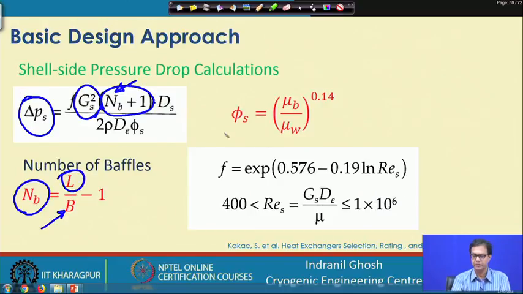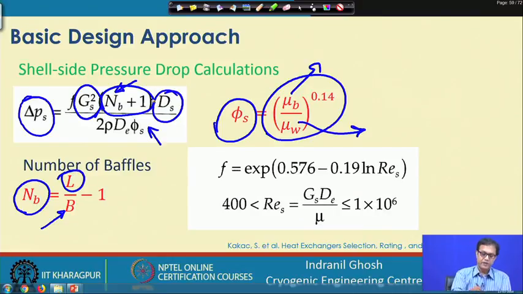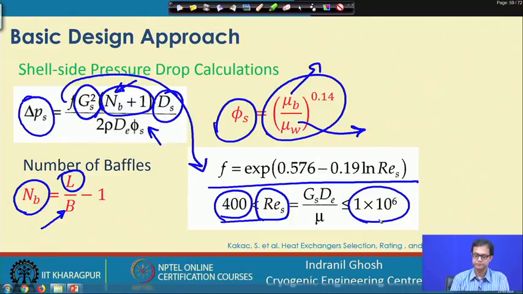And also we have this phi s as a ratio of the bulk, this is evaluated at the bulk and this is at the film average temperature, and this will come over here. This ds is basically the shell side diameter. And the friction factor will be an expression like this, which is valid for the Reynolds number in the range of 400 to 1 into 10 to the power 6.